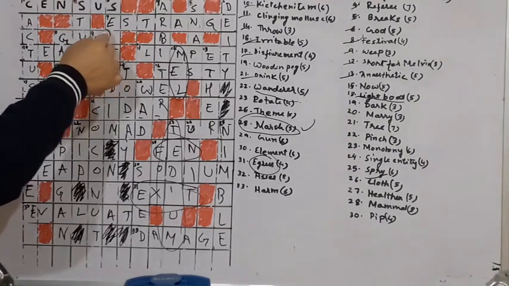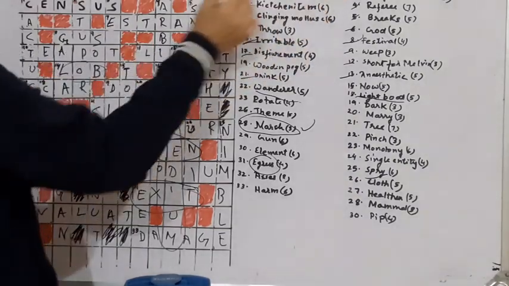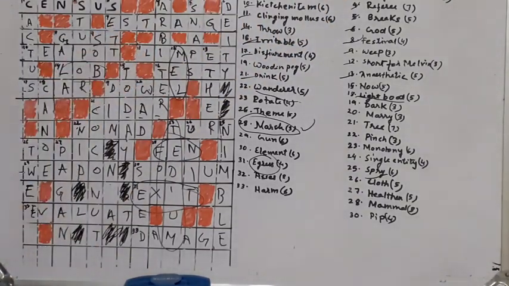yes, 3 down is badger's burrow, that is set, right, badger's burrow is set, fine. So you can see we are through, the new words are in your hand. So almost all the words we have solved gradually, that you can see.